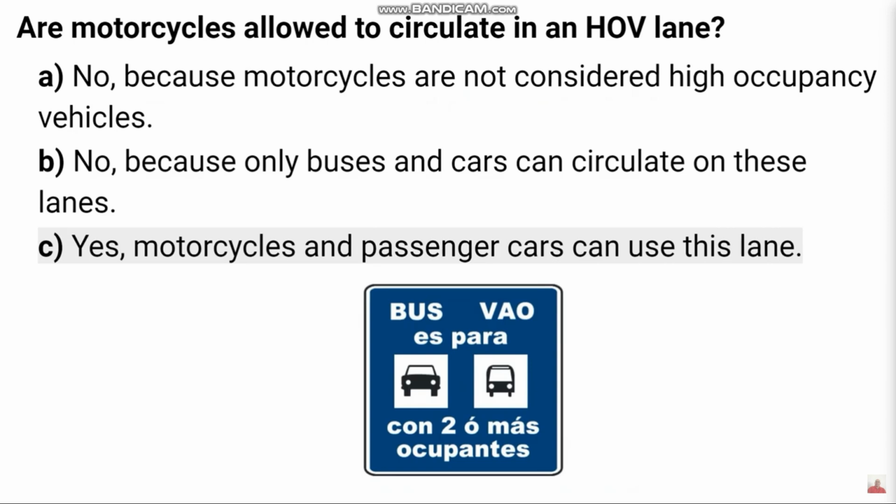Are motorcycles allowed to circulate in an HOV lane? What is an HOV? These are high occupancy lanes, which are used to improve traffic flow and are limited to motorcycles, cars and mixed vehicles, that is, vehicles less than 3,500 kilograms, not drawing a trailer. So the answer is C. Yes, motorcycles and passenger cars can use this lane.